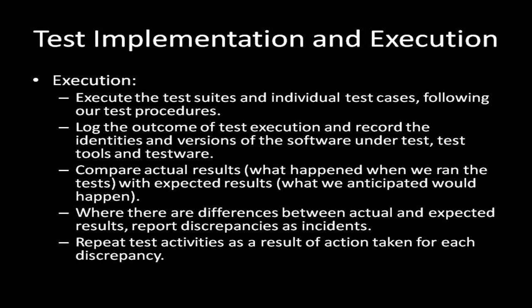5. Repeat test activities as a result of action taken for each discrepancy. We need to re-execute tests that previously failed in order to confirm a fix, confirmation testing, or retesting. We execute corrected tests and suites if there were defects in our tests. We test corrected software again to ensure that the defect was indeed fixed correctly, confirmation test, and that the programmers did not introduce defects in unchanged areas of the software, and that fixing a defect did not uncover other defects, regression testing.